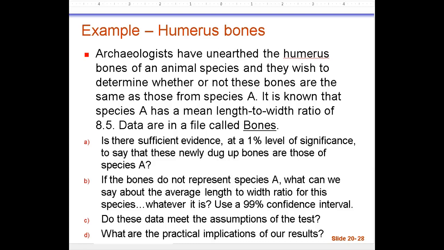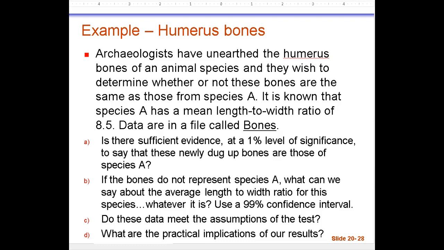Let's examine the one sample t-test. That test compares the mean of a population to some other value. We have here an example in which archaeologists have unearthed the humerus bones of an animal species, that's the upper arm bone of some animal species, and they want to know whether or not these bones are the same as some species A. They already know that species A has a mean or average length to width ratio of 8.5. We're going to go into Minitab shortly and find those data.